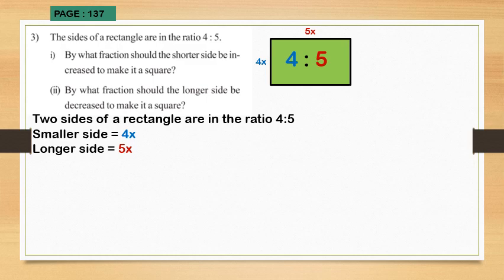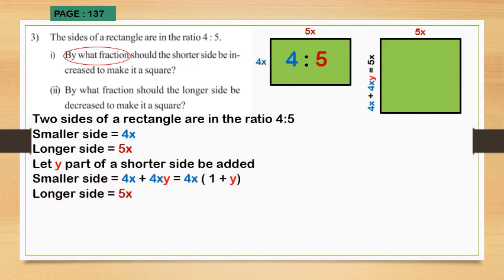Here our answer is some fraction of the smaller side. So let us take it as y. Then write y part of shorter side be added. Here shorter side is 4x. Then y part of shorter side means 4xy. So let us write smaller side equal to 4x plus 4xy equal to 4x into (1 plus y).